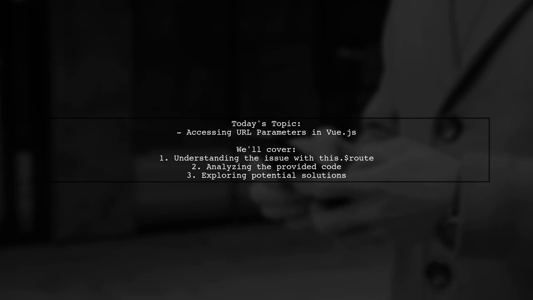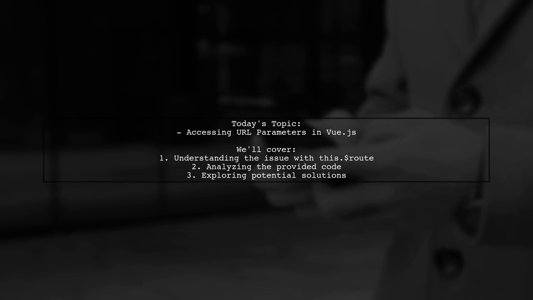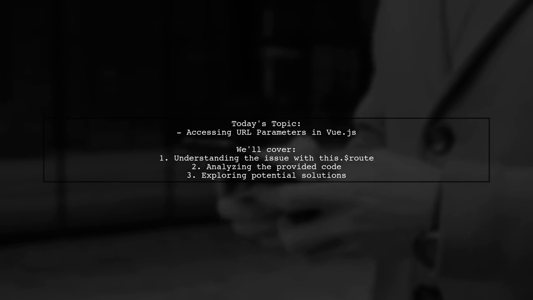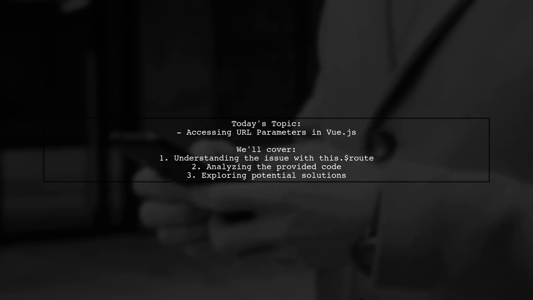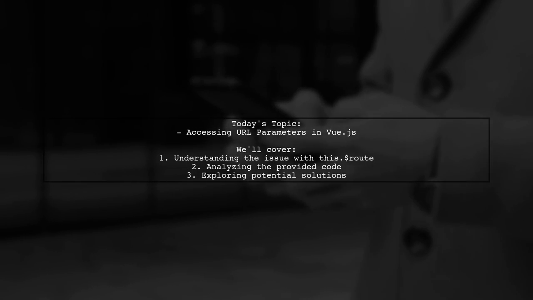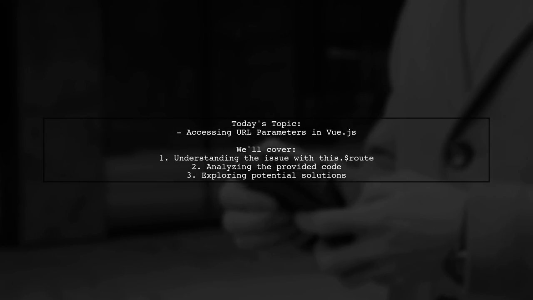Today we're tackling a question that many new developers encounter. Our viewer is struggling with accessing URL parameters in their Vue component. They mention using this.$route, but it keeps returning undefined. Let's dive into the details and see how we can help them resolve this issue.